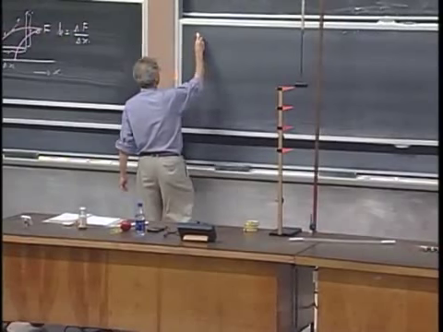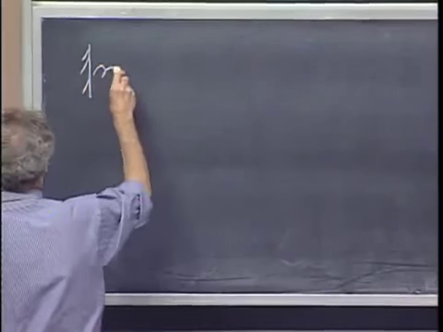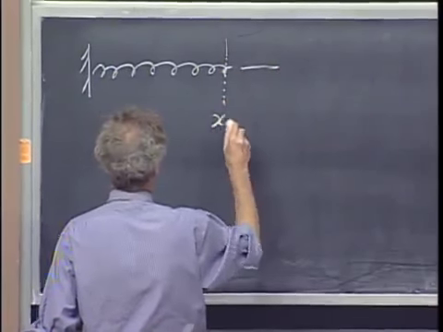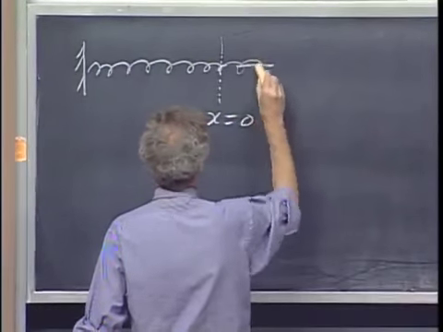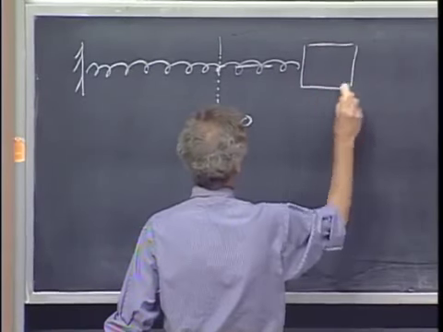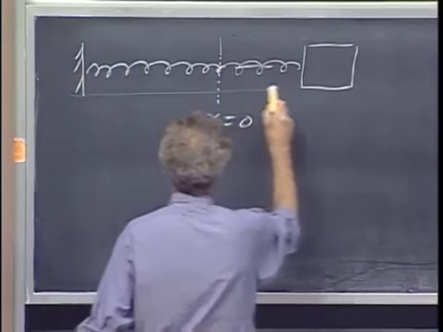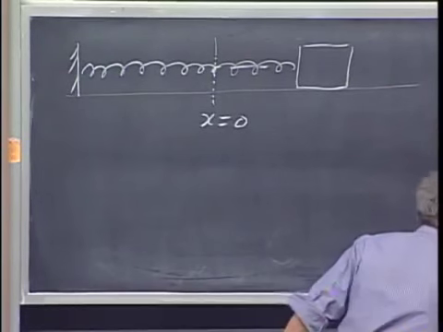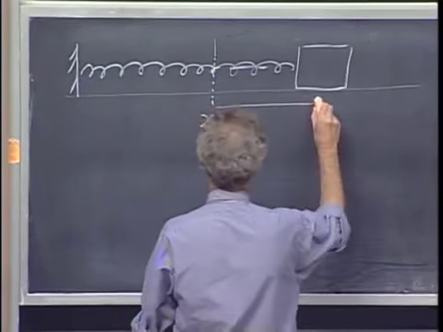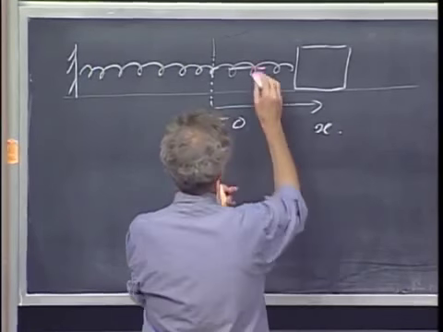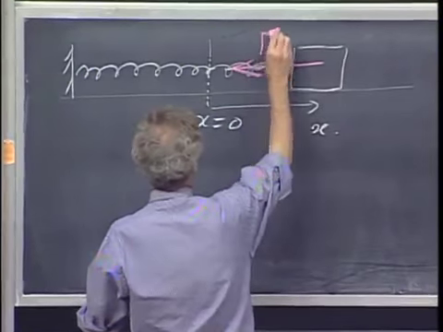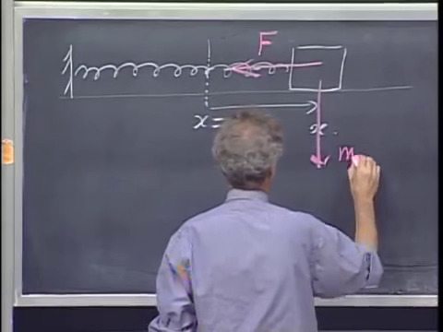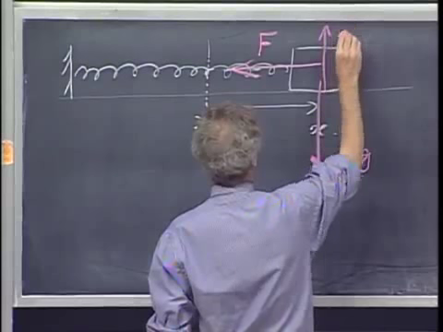I have here a spring, and this is x equals 0, and I attach now to the spring a mass, m. This has to be on a frictionless surface, and you will see when I extend it over a distance x that you get your force, your spring force, that drives it back. We have, of course, gravity, mg, and we have the normal force from the surface.